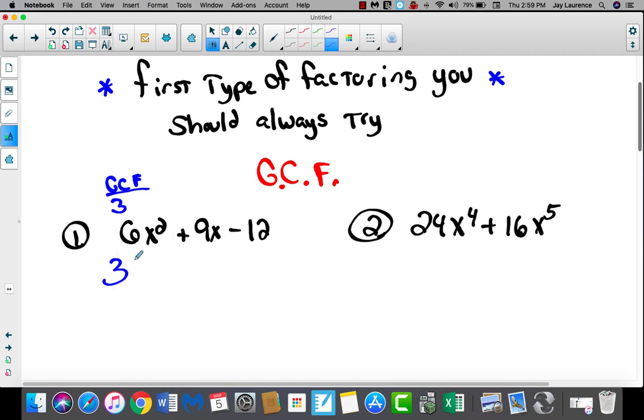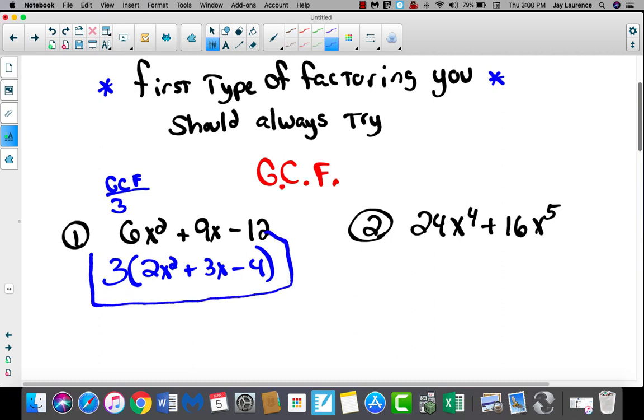I'm going to pull a 3 out, division, right? Which will give me 2x squared plus 3x minus 4. Now this might be able to be factored further, but we're not ready for that yet. So we're going to stop here with this problem. It might be able to be factored more, but we're not ready for it. A couple days we'll be tackling that like nothing. All right, so this problem for all intents and purposes today is done. We just factored by the GCF. Why don't you pause the video and factor number 2 by the GCF?